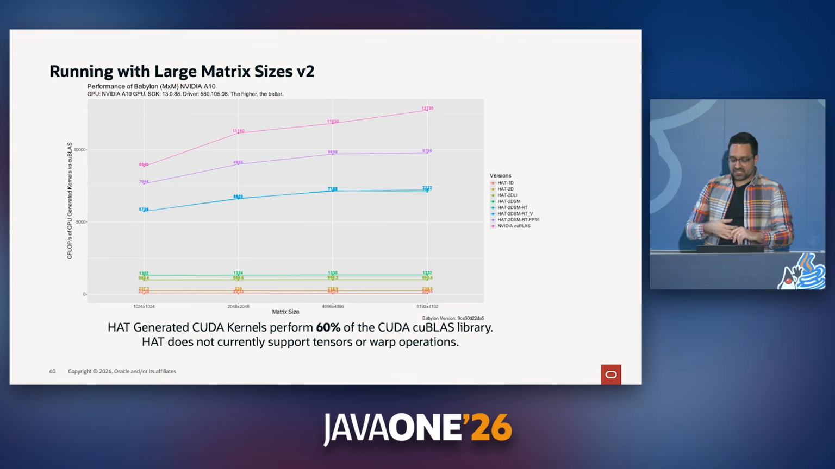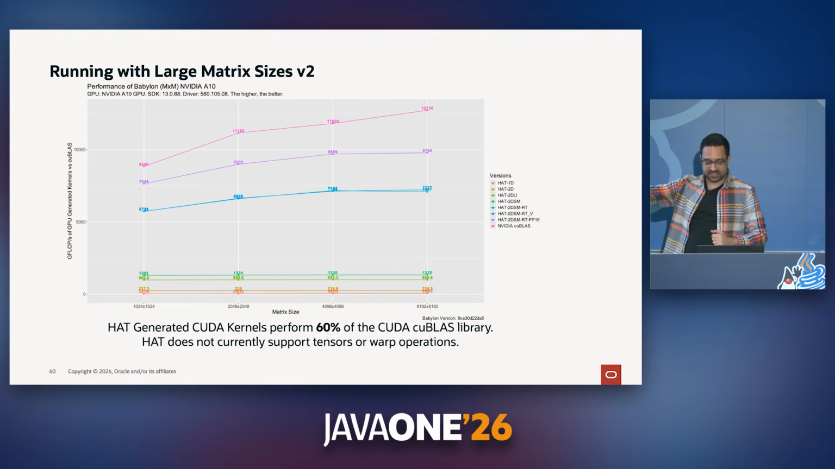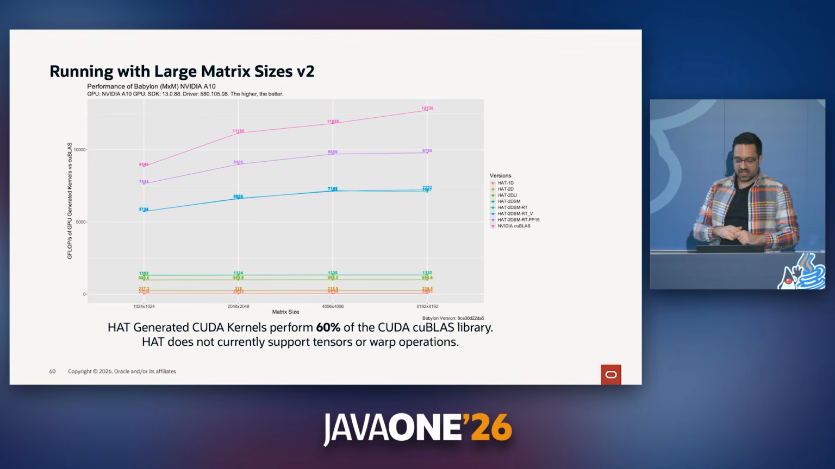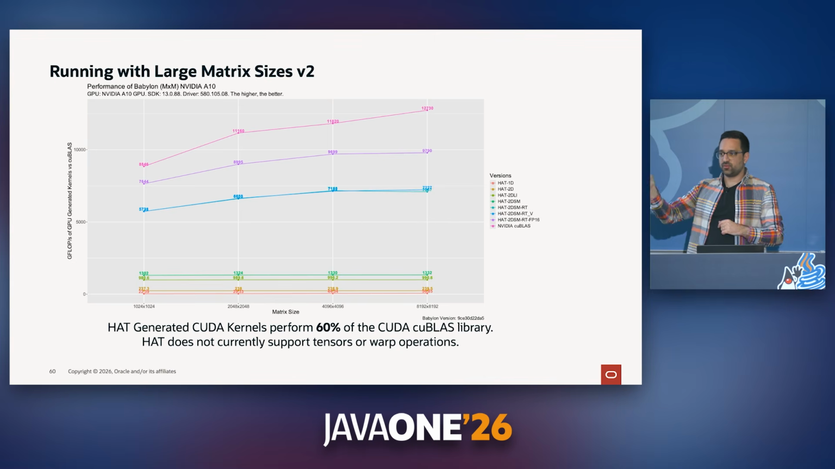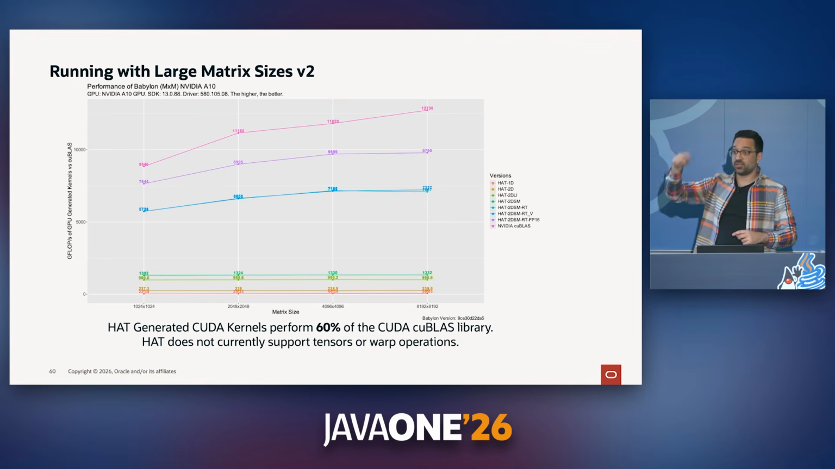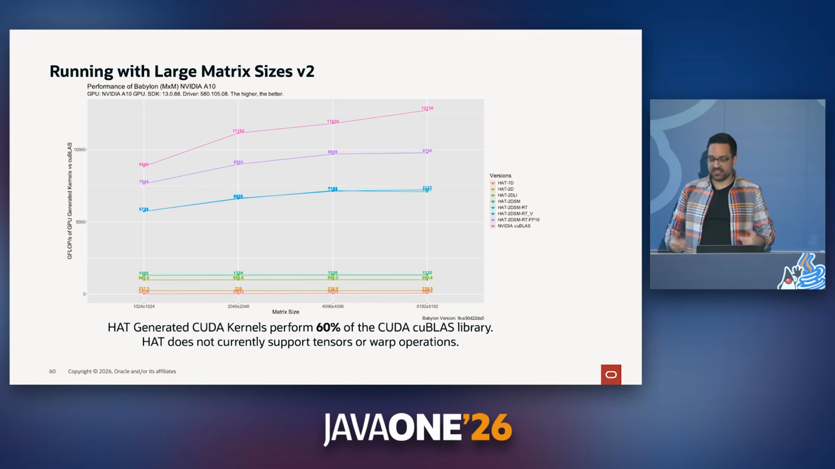The last experiment we did was to scale this problem to run with larger data sizes. The previous graph was for a 1K by 1K matrix size. And we also did the analysis for larger matrix sizes. And we see a similar trend. Essentially, HAT performs at around 60% of CUDA, being honest. But we haven't yet introduced explicit tensor operations or warp operations that CUDA does. And I have the feeling that with code reflection, it will be easier to get there.